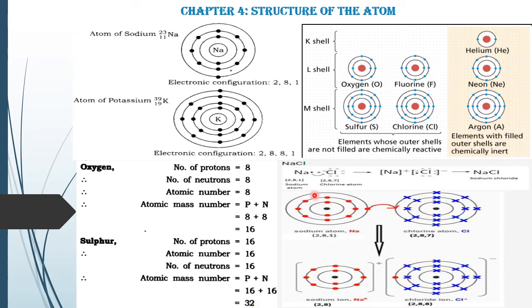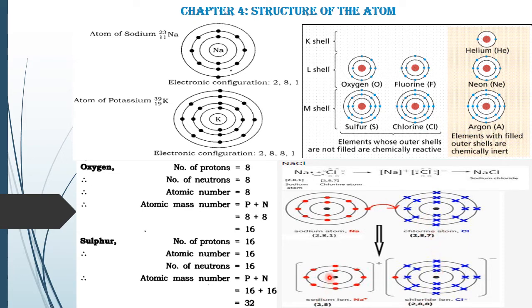Now let's see the formation of sodium chloride. Sodium has how many electrons in the last shell? 1 electron. So it has a tendency to transfer 1 electron to chlorine. Chlorine has 7 electrons in the last shell, as we have discussed. If 1 electron is transferred to the chlorine atom, then this sodium will have 2 electrons in the first shell and 8 electrons in the second shell. Chlorine is 2, 8, 7; with one more electron, the chloride ion will become 2, 8, 8.